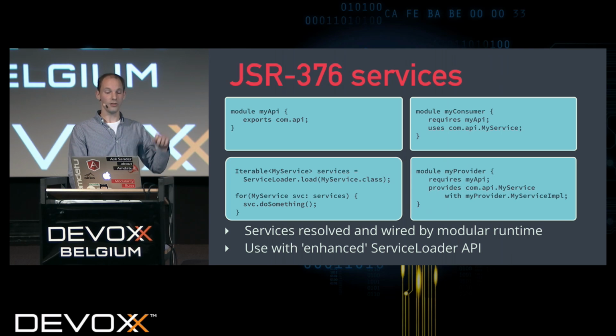So in this case, you get back an iterable of all the instances, and keep in mind there can be 0, 1, or more instances. There's no guarantees on that, so you will need to deal with that in your code. And you can iterate over this iterable and call methods on the service.